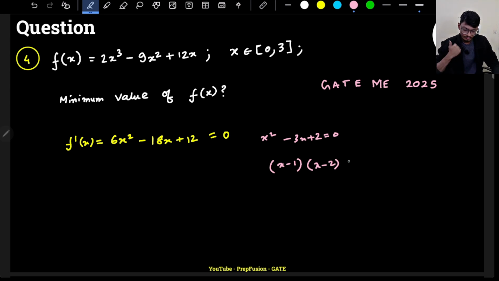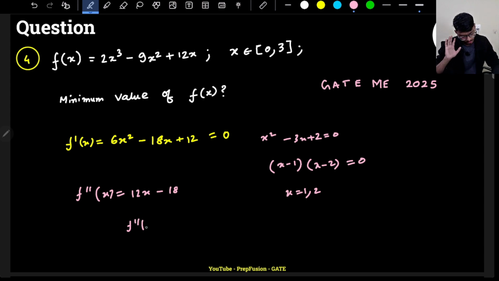Now I have to check all the boundary conditions, all the boundary points and x equal to 1, 2. If I double differentiate, this will be 12x minus 18. Now if I put x equals 1, it is coming out negative. F double dash of 1 is negative. That means it is a local or global maxima, which is not of my interest, I want a minima. F double dash of 2 is positive, which means I am getting a minimum.